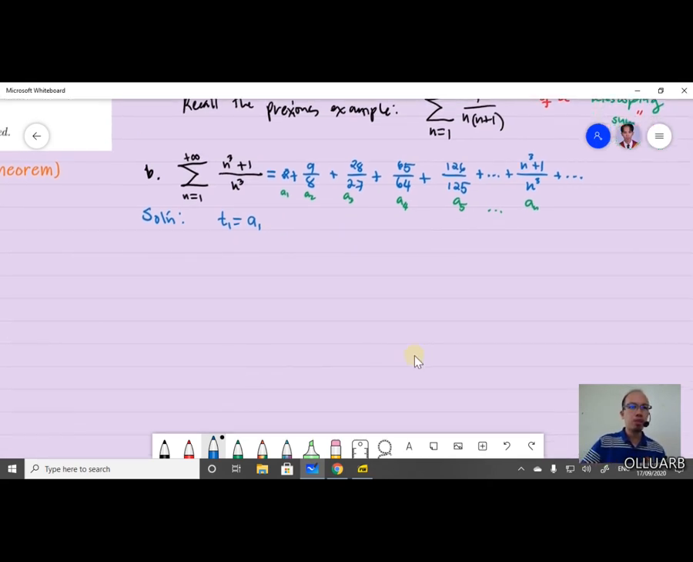So we compute the first sequence terms. t1 is 2. t2 is t1 plus a2, which is 2 plus 9 over 8, which is equal to 25 over 8. When we have t3, we have t2 plus a3, which is 25 over 8 plus a3, and a3 is 28 over 27. If you use your calculator, this is equal to 899 over 216.